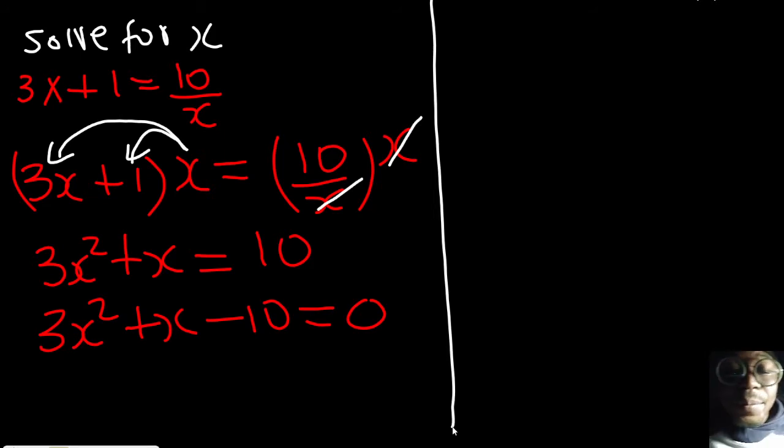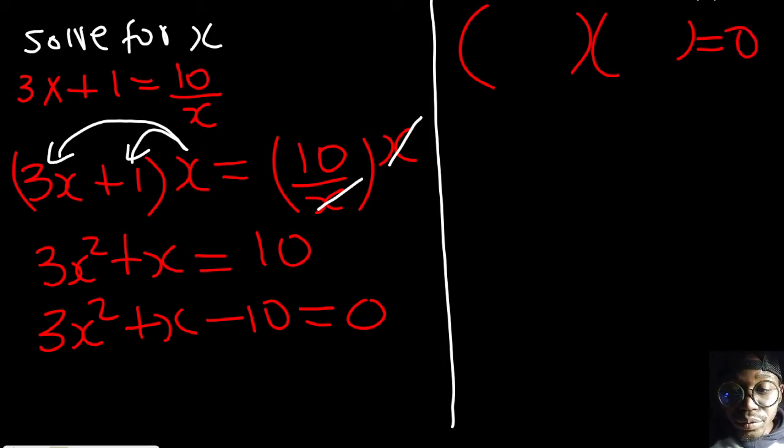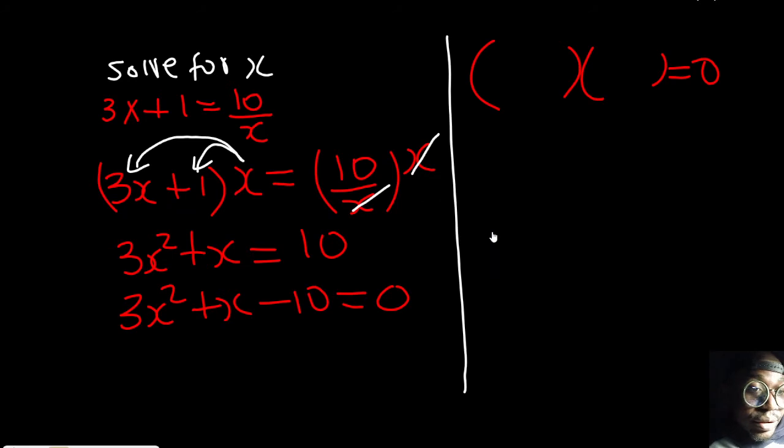So it's either we're going to factorize it or use the quadratic formula. So let's first start by factorizing this equation. All right, so let me try to write it much better. 3x squared plus x minus 10 is equal to 0. Okay, it's equal to 0.